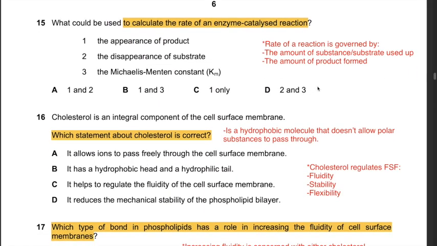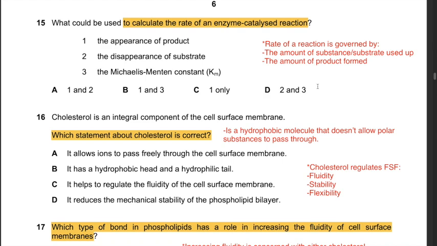Question 15. What could be used to calculate the rate of an enzyme catalyzed reaction? 1. The appearance of product. 2. The disappearance of substrate. 3. The Michaelis-Menten constant. The rate of a reaction is generally governed by the amount of substance or substrate used up or the amount of product formed, and both over a period of time.